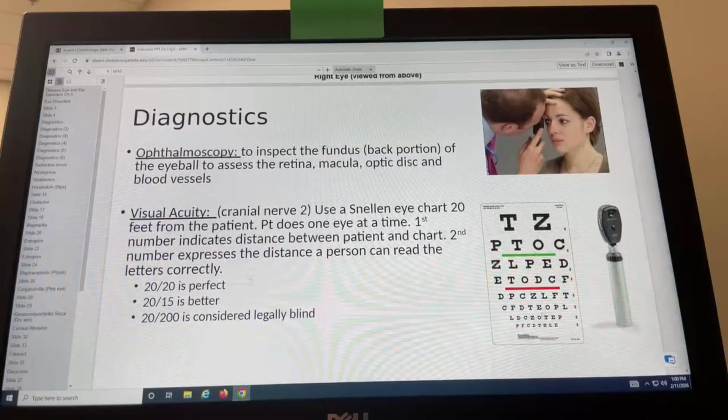Then, you've probably seen that chart with the letters on it to check your vision. That's called the Snellen chart. You get a number out of 20 as your vision score. So 20/20 vision is perfect. As the number on the bottom changes, that tells you what your vision score is. The first number, 20, doesn't change, but the smaller the bottom number is, the better your vision is. And 20/200 is considered legally blind.